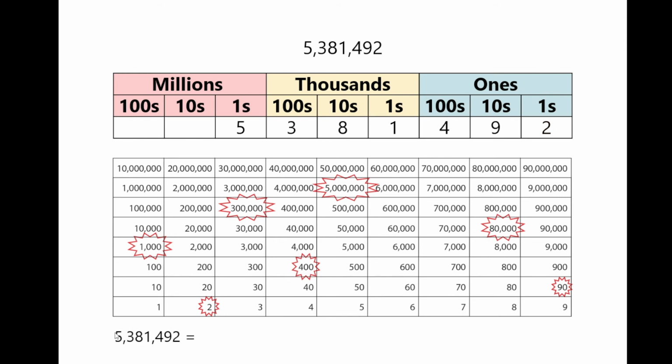So that's, again, what's the 5 worth? 5 million. The 3 is 300,000. The next part, 80,000. 1,000 plus 400 plus 90 plus 2.